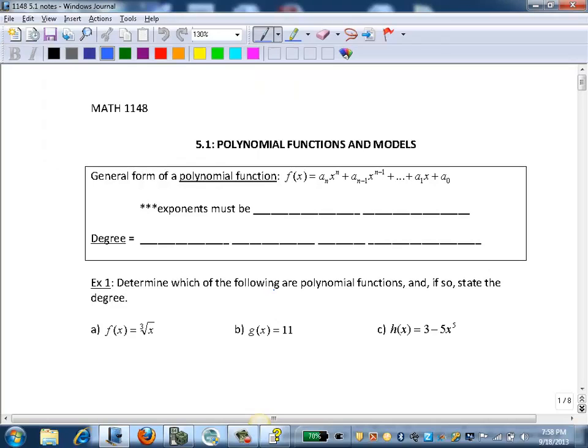Polynomial functions and models. The general form of a polynomial function is f of x equals a sub n x to the n power plus a sub n minus 1 x to the n minus 1 power. Continue that pattern all the way down to a sub 1 x plus a sub 0. So this is basically the sum of a bunch of powers of x, and what's important is that the exponents must be non-negative integers.